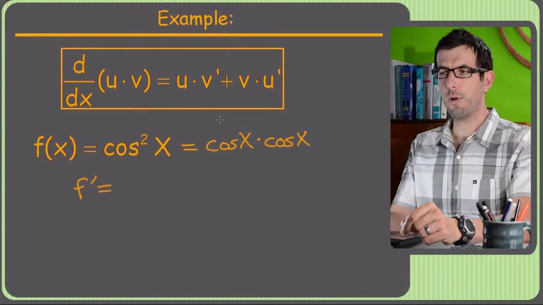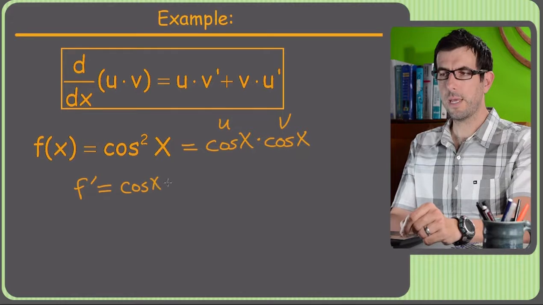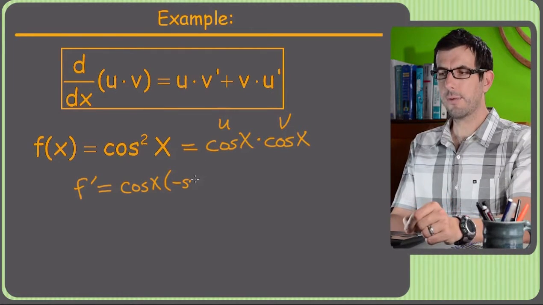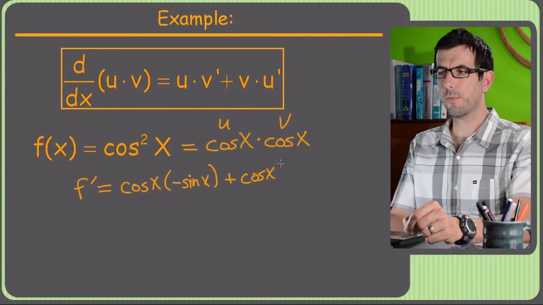So once again, we're going to label one of them u, label one v. So u is cosine x, times v prime, the derivative of cosine, which is negative sine x. Then we're going to add v, which is also cosine x, times u prime, which is negative sine x.